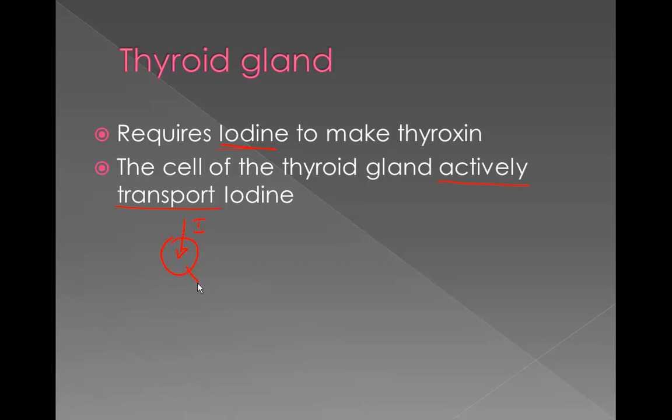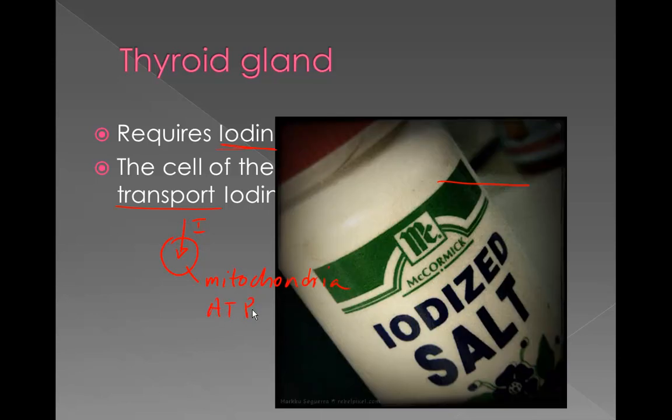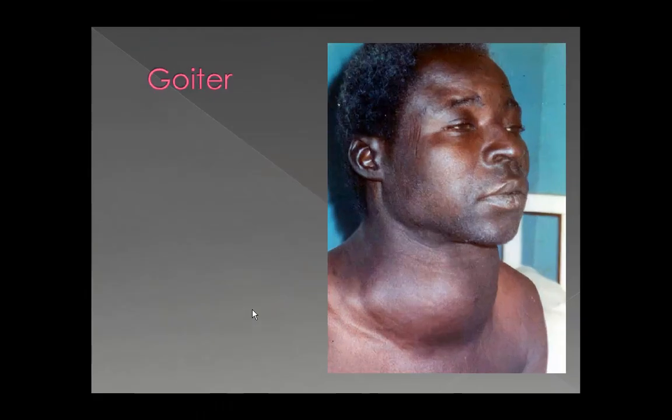So the cells of the thyroid gland would require mitochondria to make ATP to actively transport the iodine in. That's the reason why, if you went to your pantry right now, you'd see that the salt we use has iodine in it. It's iodized, and this is because we require it in our diet.